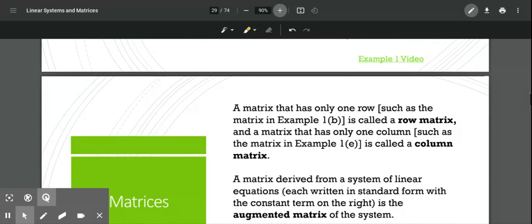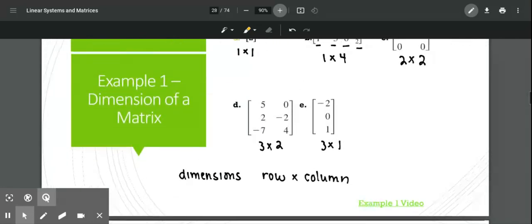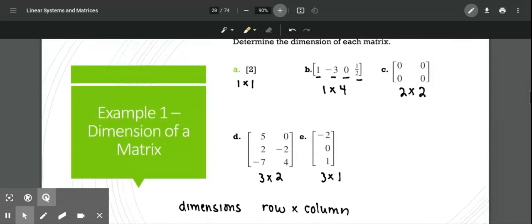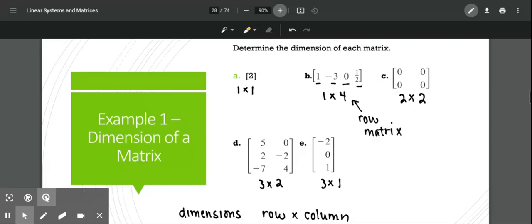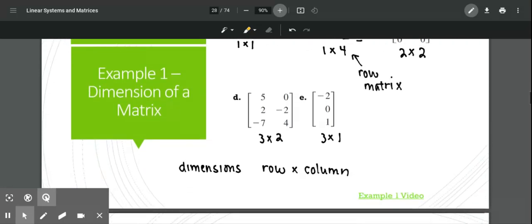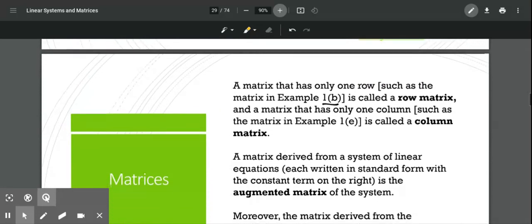So if you have a matrix that only has one row, like example B, where we just have one row, that's called a row matrix. So we could add to this that this is a row matrix. And a matrix that only has one column would be a column matrix. So this one would be a column matrix. And that's just some vocabulary for you as you go through the section.